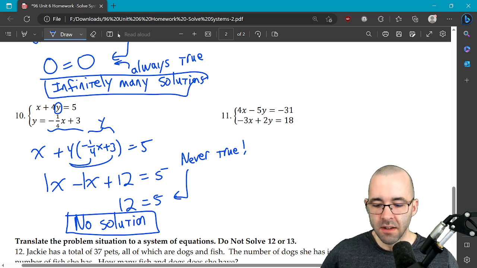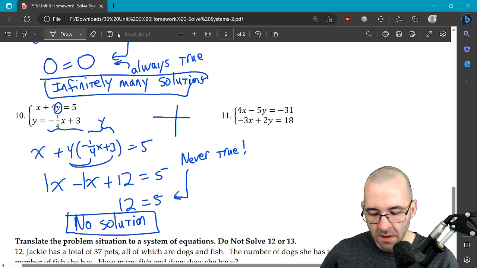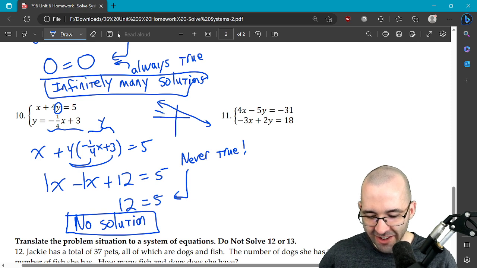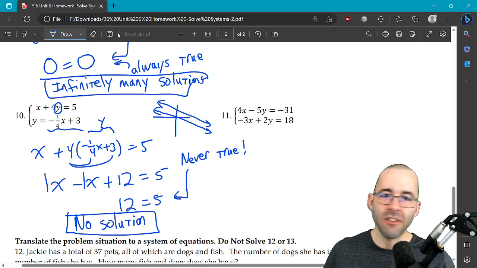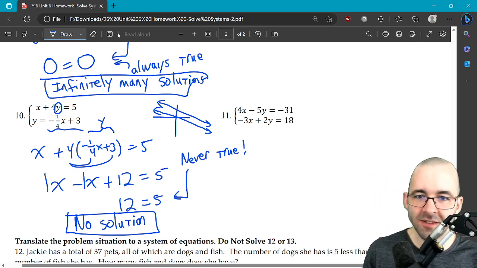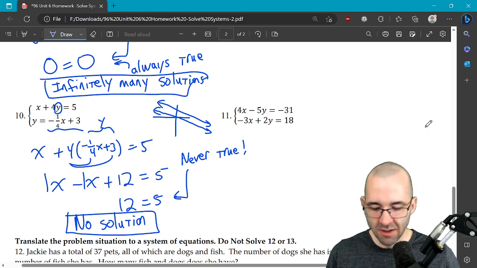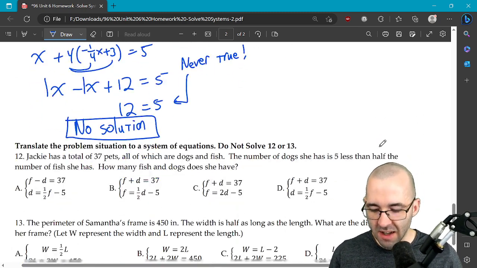And graphically, this would look like 2 parallel lines. These are going to look like this line. And the other line is going to look like, I don't know, maybe this line, something like that. They're going to be parallel. They're never going to cross. So that's something to watch out for in these sorts of things. Let me know if you have questions about that.